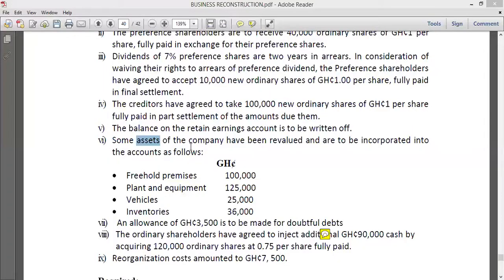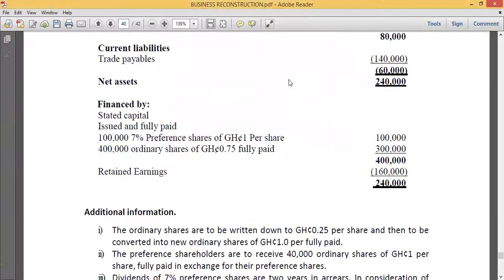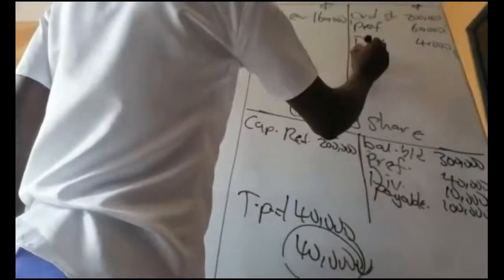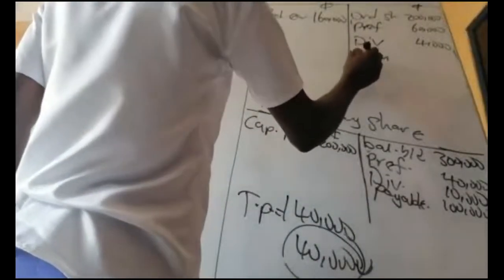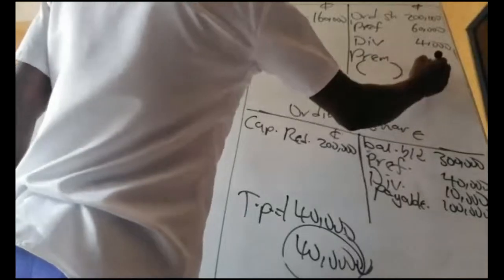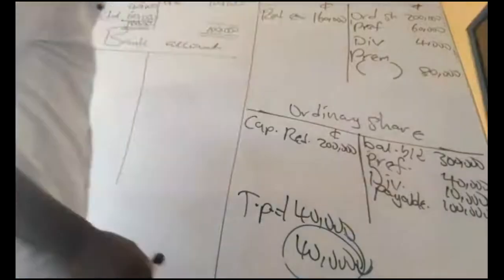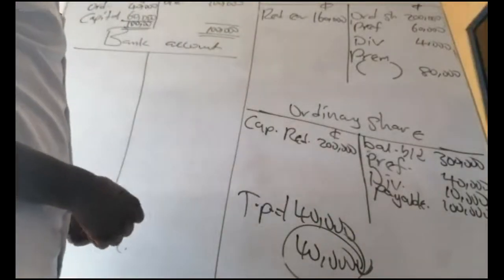Now the revaluation, we have to compare the fair values to the book value. So when you pick it, then you compare. Freehold is 100,000. The book value of freehold is 80. So there's a gain of 20. So premises. Please show working. Open your bracket, something minus something, and put the 20,000 here.